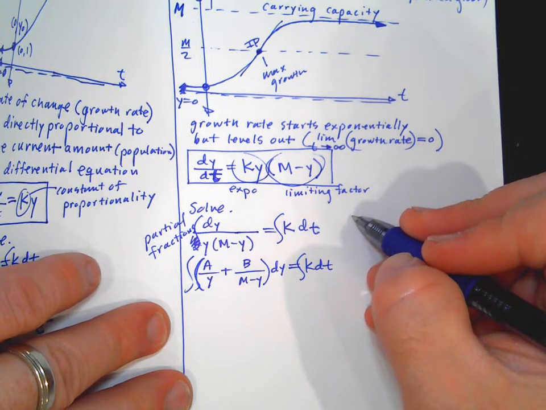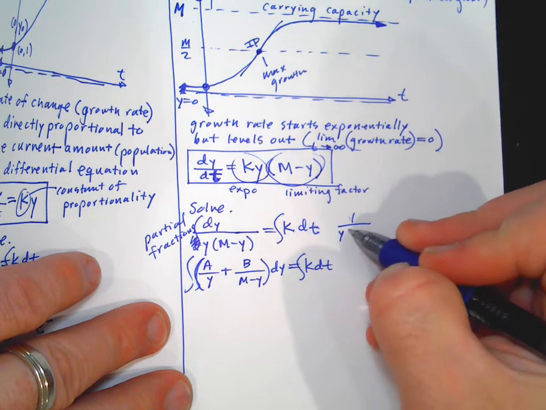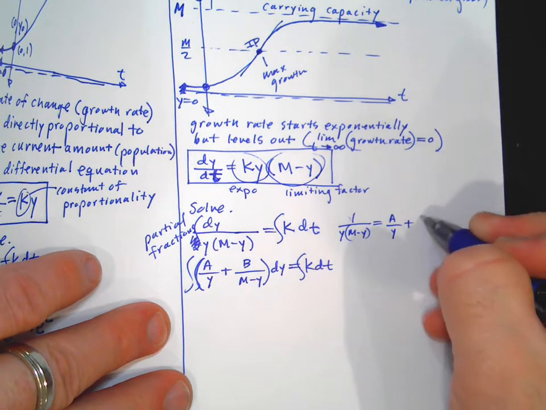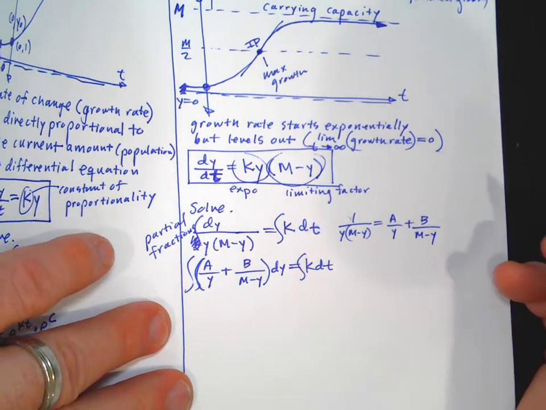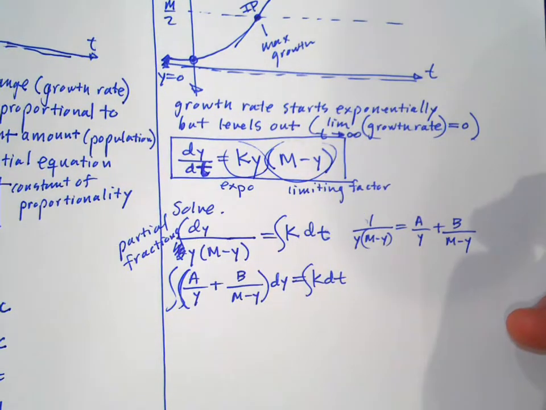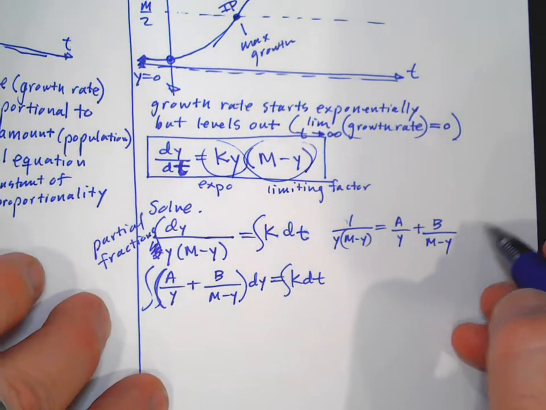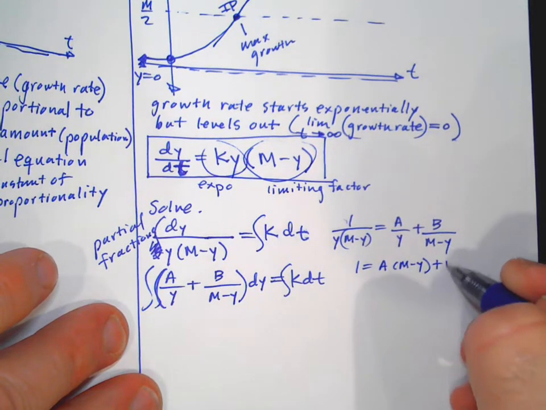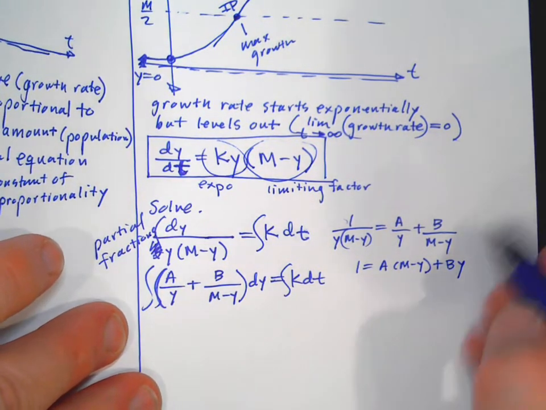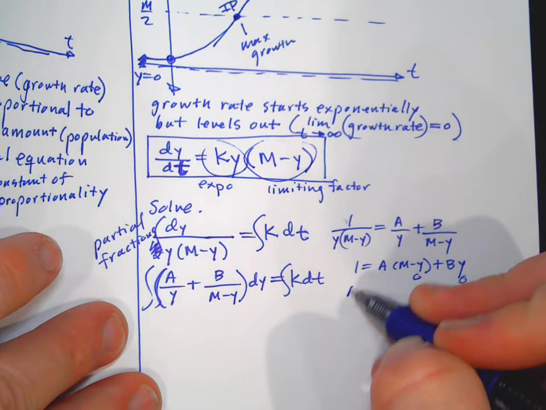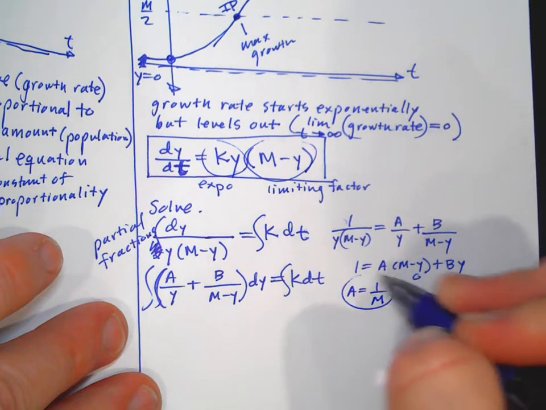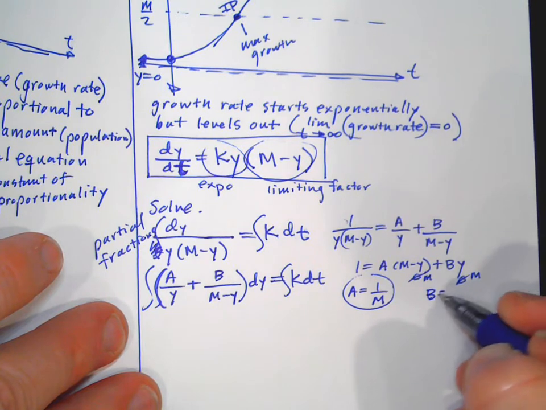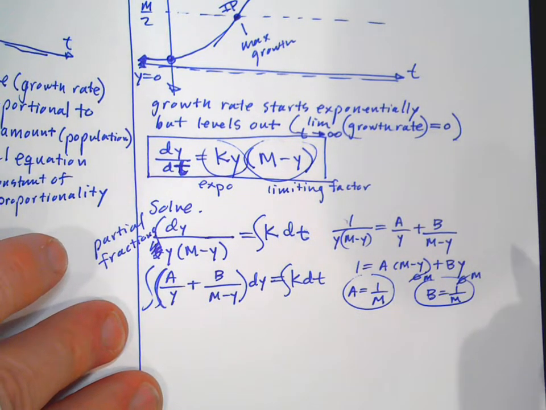So I'm going to do a little work over here. We're going to multiply. So we have 1 over y times m minus y equals a over y plus b over m minus y. This is a good review. You guys probably haven't done these in a little while. All right, partial fractions. Multiply through by the least common denominator. You get 1 equals a times m minus y plus b y. And to eliminate one term, we plug 0 in for y, and we get a equals 1 over m. Okay, and then we plug m in for y to get rid of that term, and b equals 1 over m also. Interesting. They're both 1 over m.